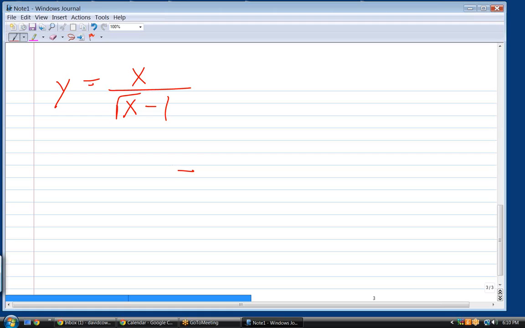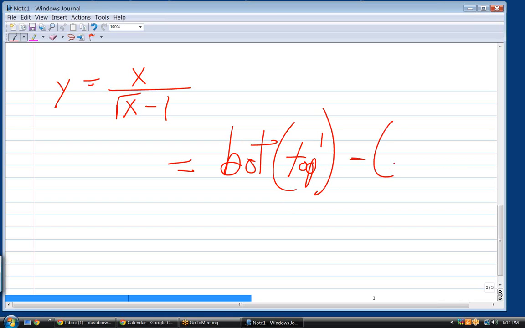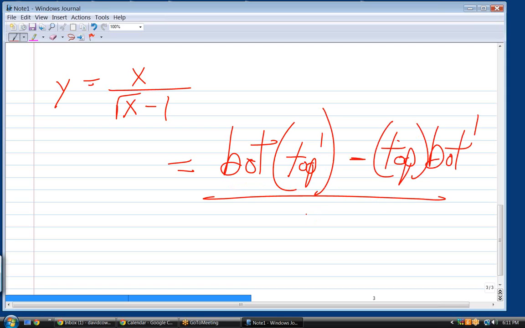Here's what it is. Starts with the bottom. Okay. The derivative of the top minus the reverse. Minus the top, derivative of the bottom. Right. All divided by the bottom squared.